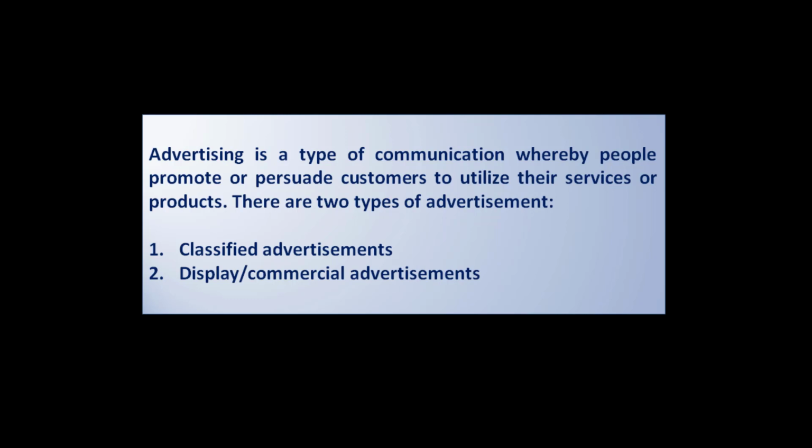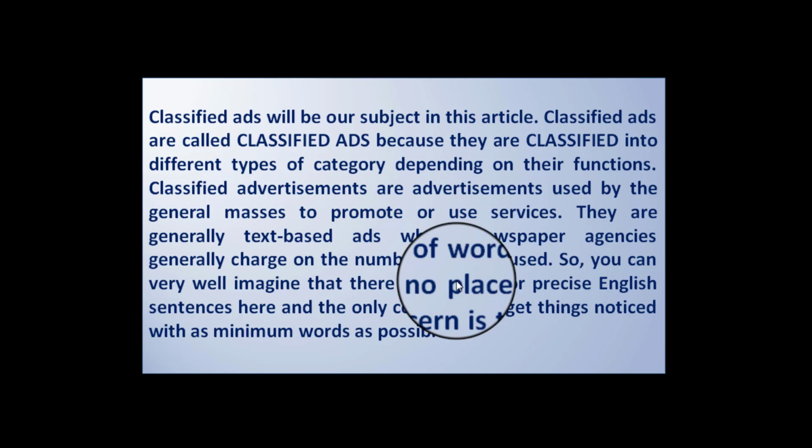Further, students, it is important to know what the types of advertisement are. So mainly there are two types of advertisement. As you can see here, these are as follows. First of all, classified advertisements, and the second one is display or commercial advertisements. Now it becomes very important to understand the differences between these two types of advertisement.